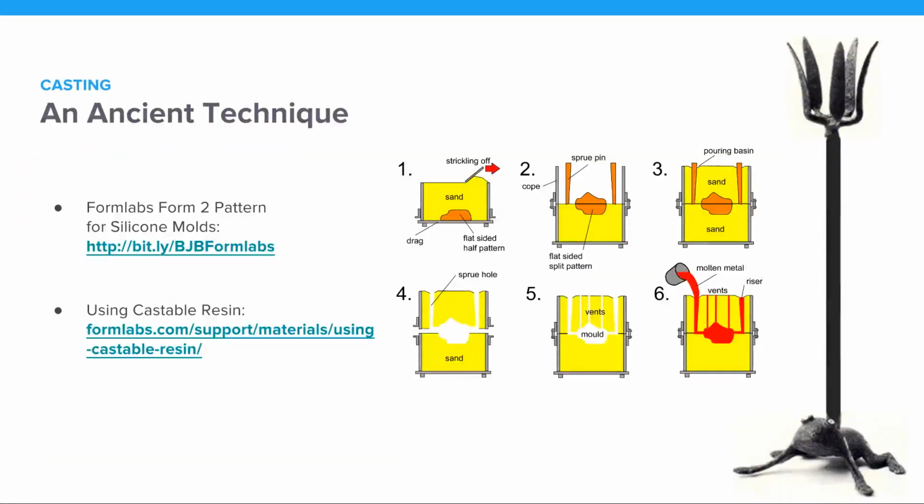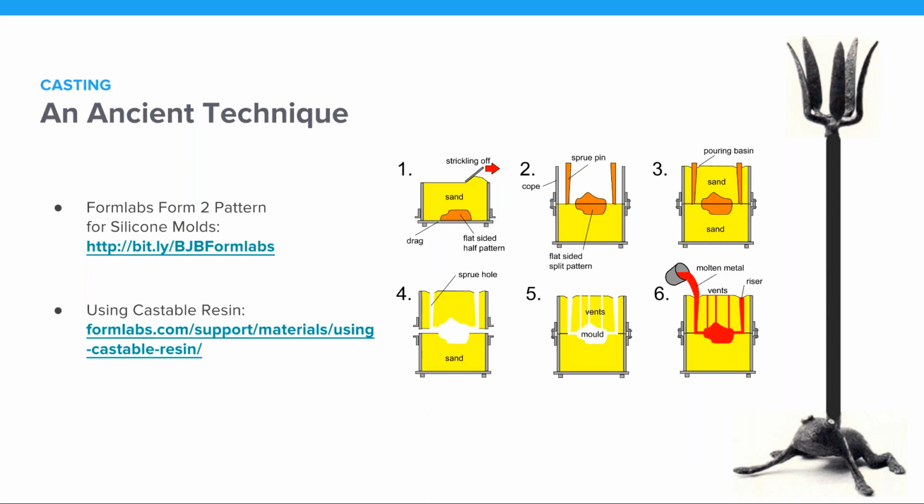The next major process is casting. This has been around for thousands of years. The frog thing on the left is actually the oldest known casted part. It's made out of copper, and it's from the year 3,200 BC, so it's over 5,000 years old. The basis of casting is you have a hollow mold made from a master, so that master could be hand sculpted or 3D printed.